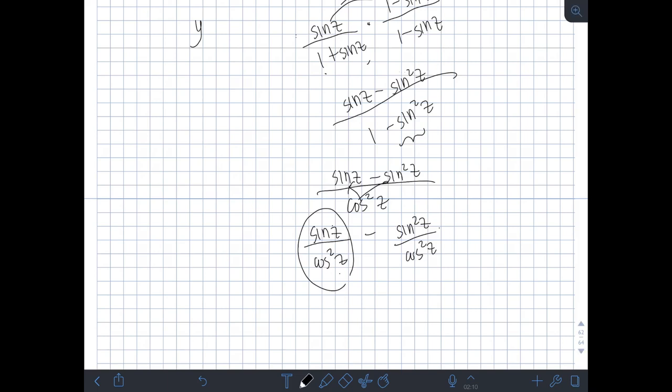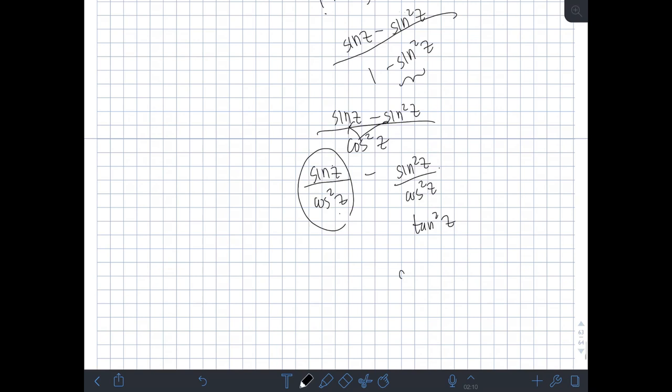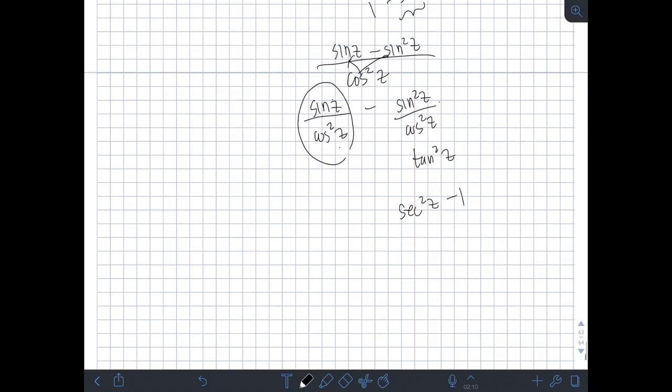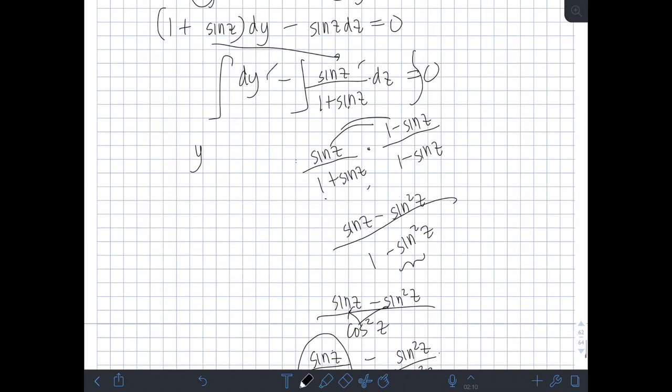Tapos, ito, transform ko muna as tangent squared, right? So, tangent squared z. So, pwede natin gawin is i-apply naman natin dito yung Pythagorean relations din. Diba yung tan squared z is equal siya saan? Secant squared z minus 1, right? Kasi itong secant squared z minus 1 integrable na, right?